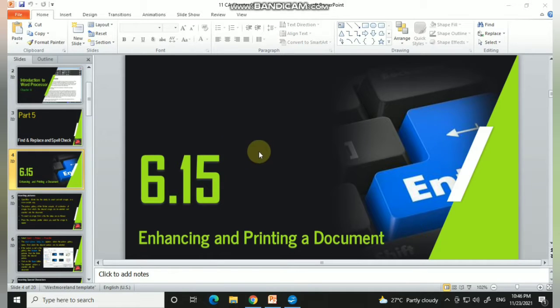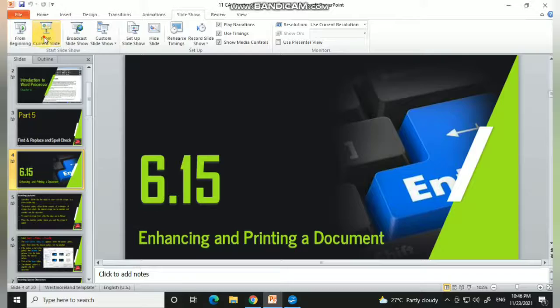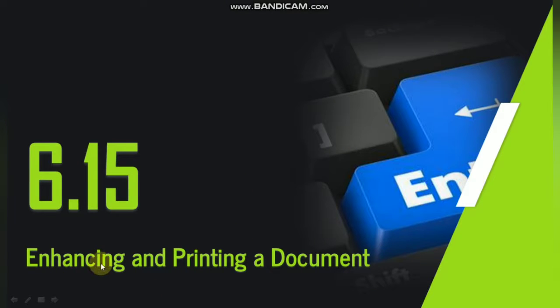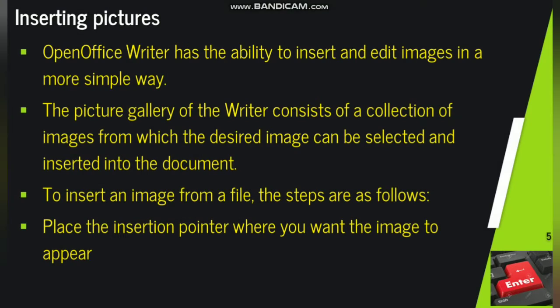Today we will discuss the continuation of lesson number 6. We are going to discuss part 5 in lesson number 6, which is enhancing and printing a document. In enhancing your document, we have three types to enhance our document. A document will be fully in the form of text.